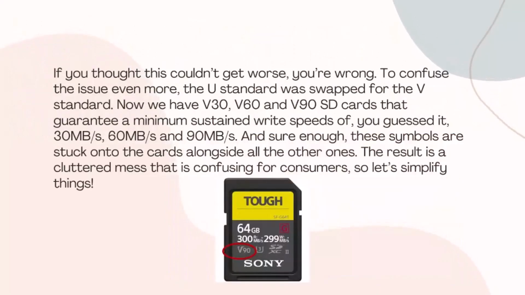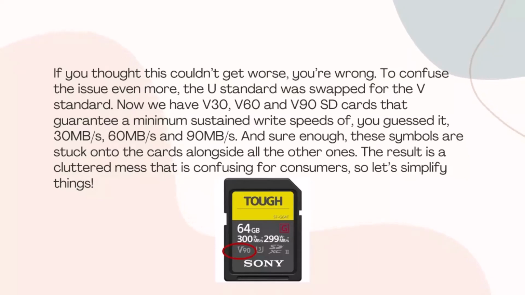If you thought this couldn't get worse, you're wrong. To confuse the issue even more, the U standard was swapped for the V standard. Now we have V30, V60, and V90 SD cards that guarantee minimum sustained write speeds, you guessed it, 30 megabytes per second, 60 megabytes per second, and 90 megabytes per second. And sure enough, these symbols are stuck onto the cards alongside all of the other ones. The result is a cluttered mess that is confusing for consumers.